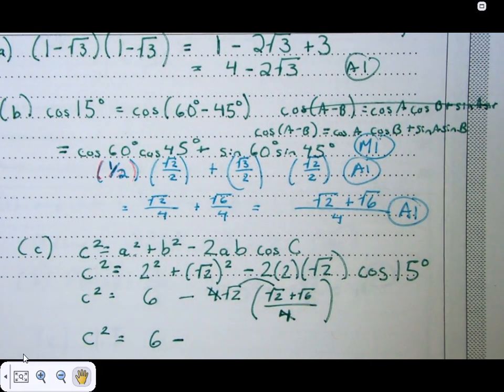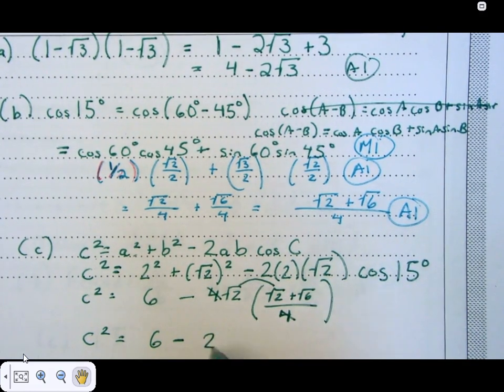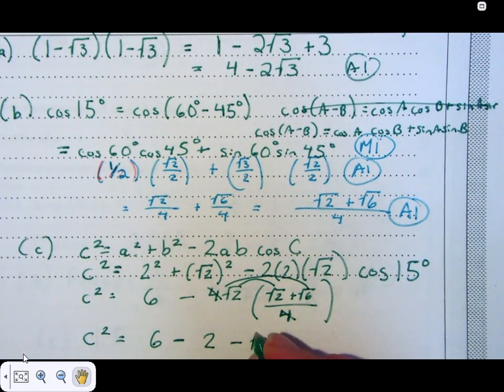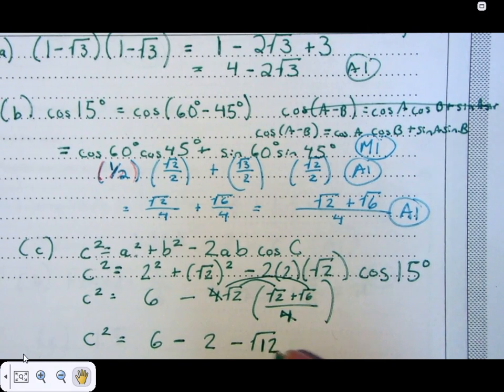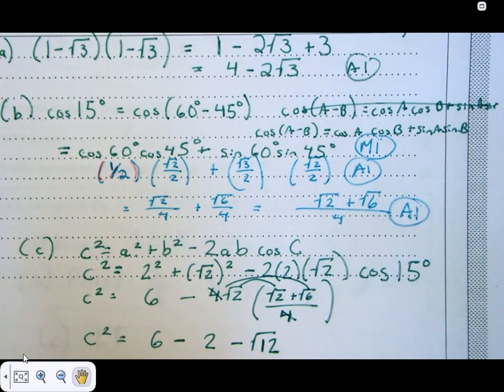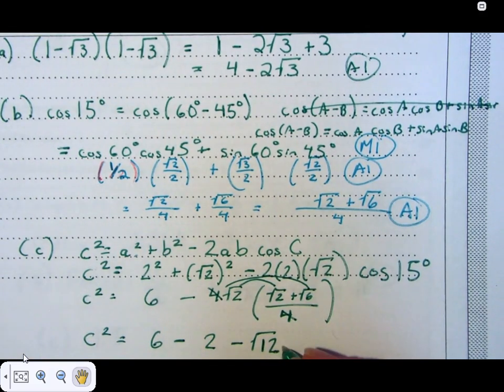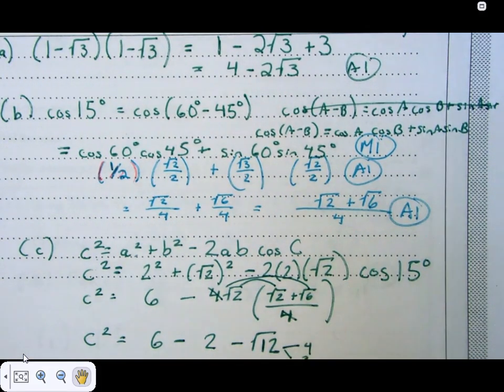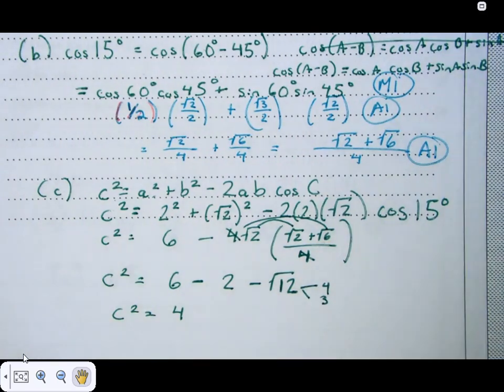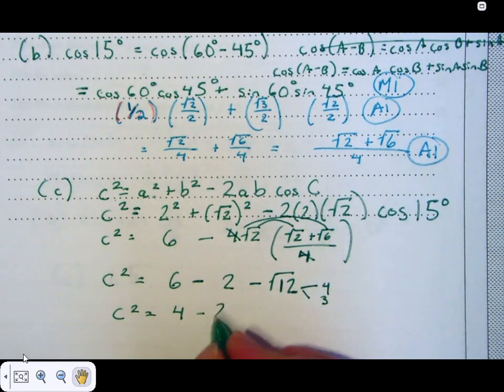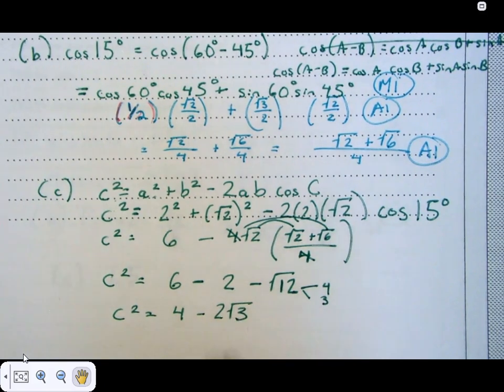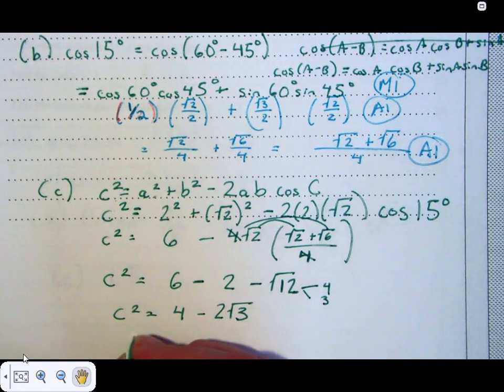So distribute: square root of 2 times the square root of 2 is 2, and negative square root of 2 times the square root of 6 is minus the square root of 12. And so that's just 4. And I can break this down into 4 times 3, and the square root of 4 is 2, so I can take a 2 out. So you've got this. Then you want to take the square root of both sides. When you take the square root of both sides, how many answers do you get?